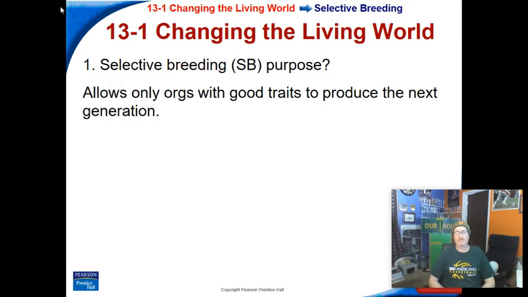Section 13-1 deals with genetic engineering, well, not really genetic engineering, because we're not talking about taking pieces of DNA out of one cell and inserting it into another. Really it's the process of picking desired traits in organisms and allowing only those breeding opportunities to create offspring with the traits that we want. It's called selective breeding.